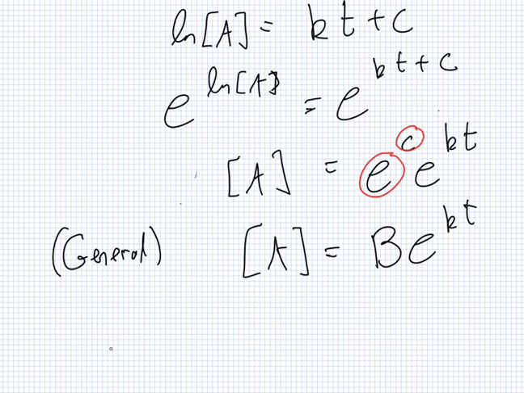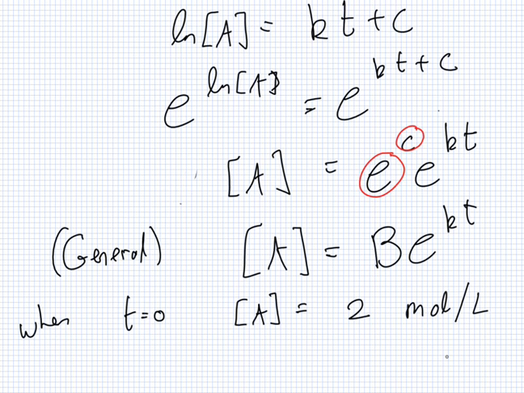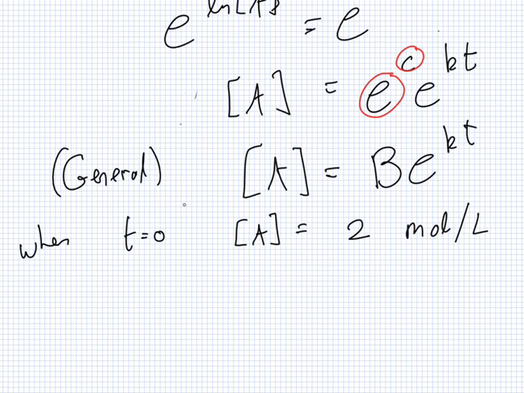So we need some information to find the B. Let's say, for example, when t is 0, the concentration of A is 2 moles per liter. So if I put that in, I get 2 equals B e to the 0. So you can see that B equals 2.